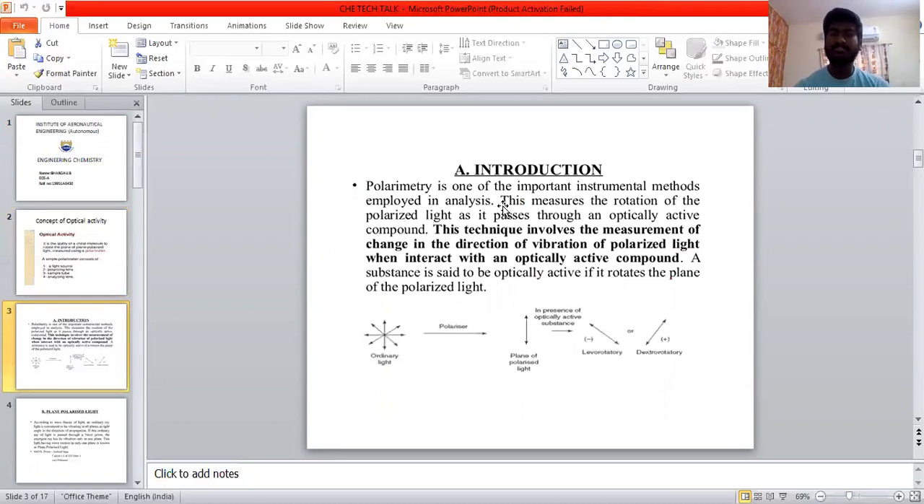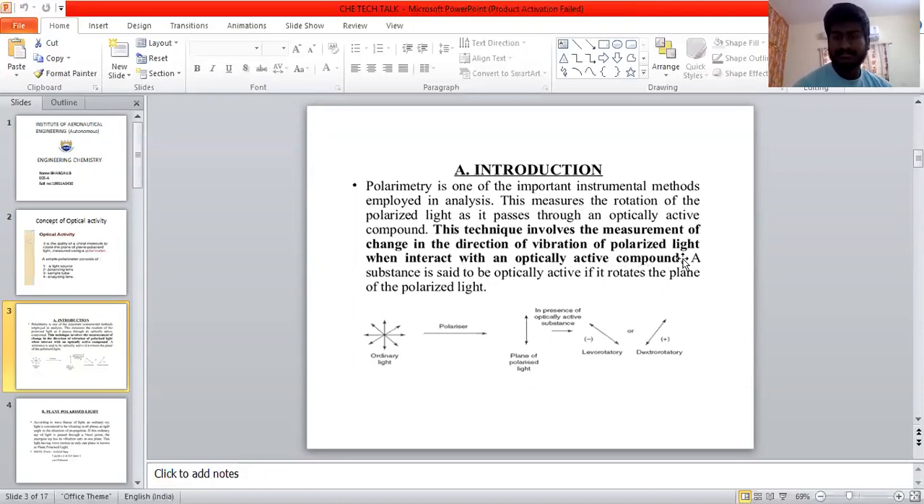Coming to this, polarimetry is one of the important instrumental methods employed in analysis. It measures the rotation of the polarized light as it passes through an optically active component. This technique involves the measurement of change in the direction of vibration of polarized light, which interacts with an optically active molecule. Polarimetry is a device which is used to measure the rotation of polarized light when it passes through a sample.